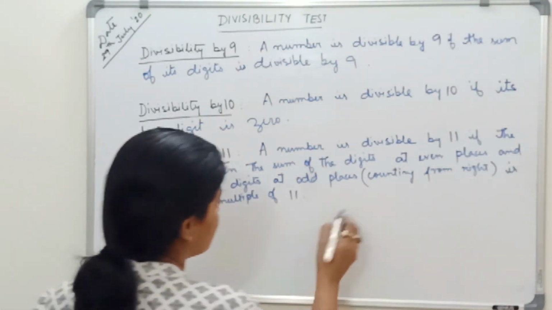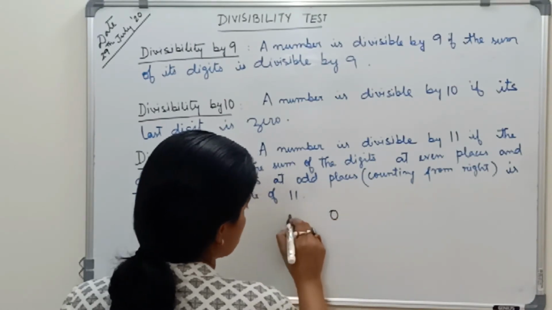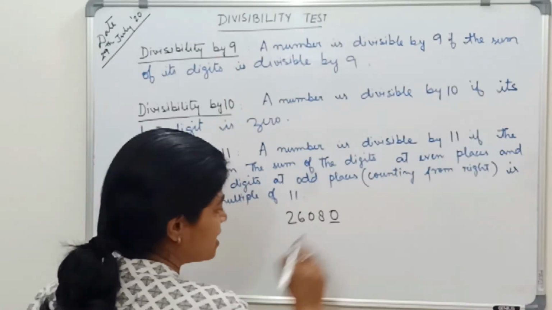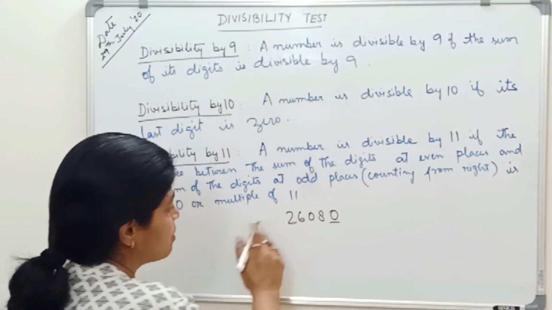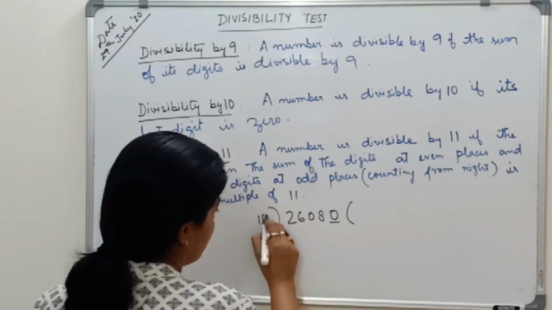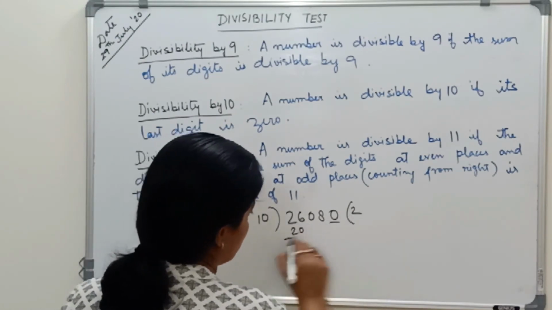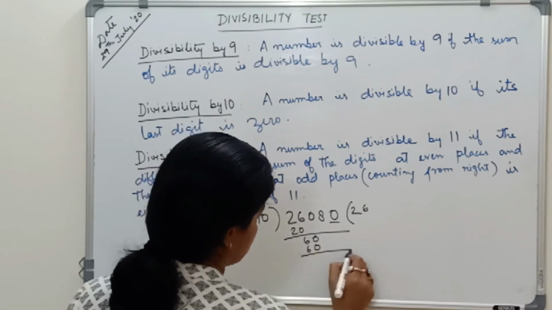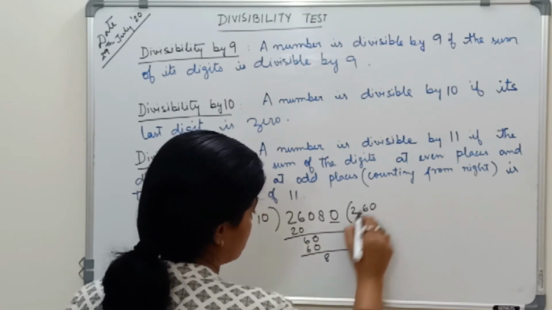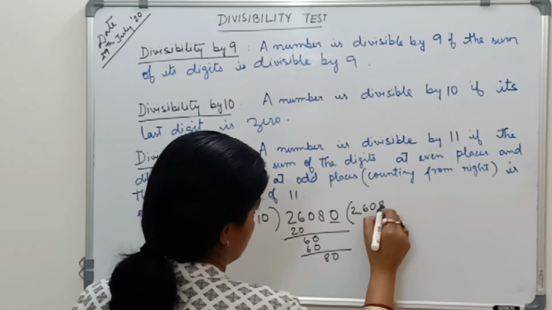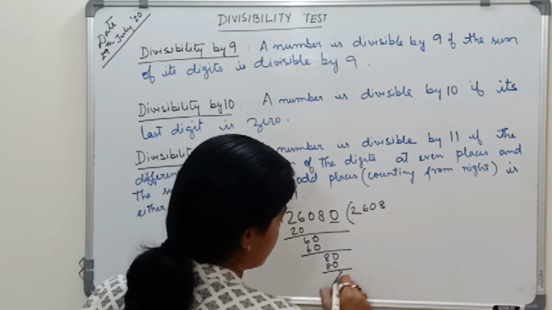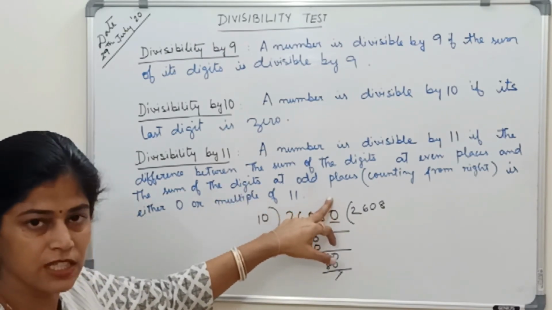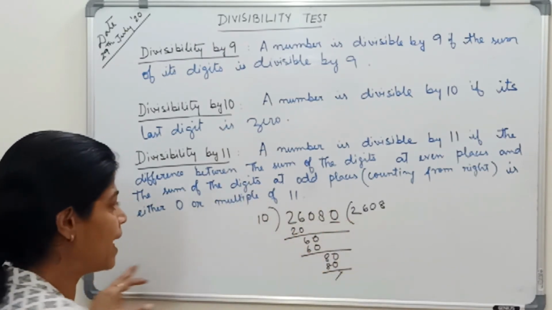Now coming to 10, a number is divisible by 10 if its last digit is 0. Any number having last digit 0. Suppose this is 26080. So if the last digit is 0, then that number will be divisible by 10. Let us check. 2, 20, then 60, 10 the 6, 60, coming 8, not going 0, then 80, 10 8s are 80. There is no remainder. So if I take a number whose last digit is 0, then the whole number will be divisible by 10.